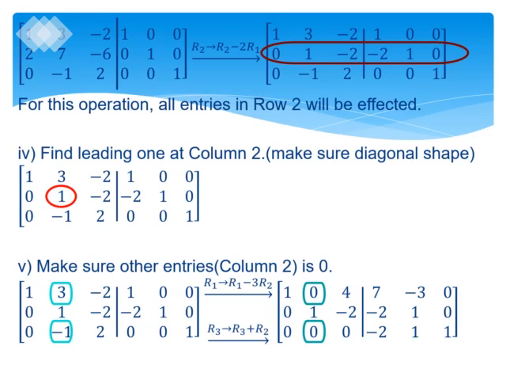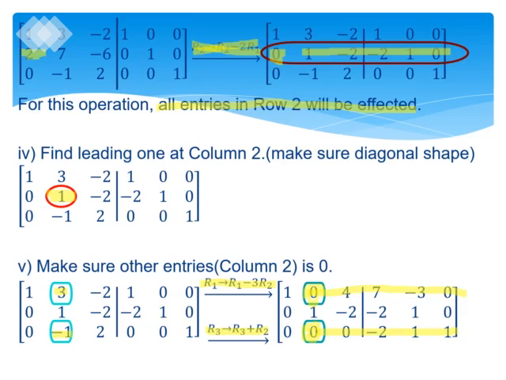So this is the same operation to make sure 2 becomes 0. And as in matrix A, for this operation, all entries in row 2 will be affected. Same. Okay, next find leading one at column 2. So we have that. And then 3 and negative 1 have to become 0. So this is the operation. And the result is 0 and 0. This is 0.